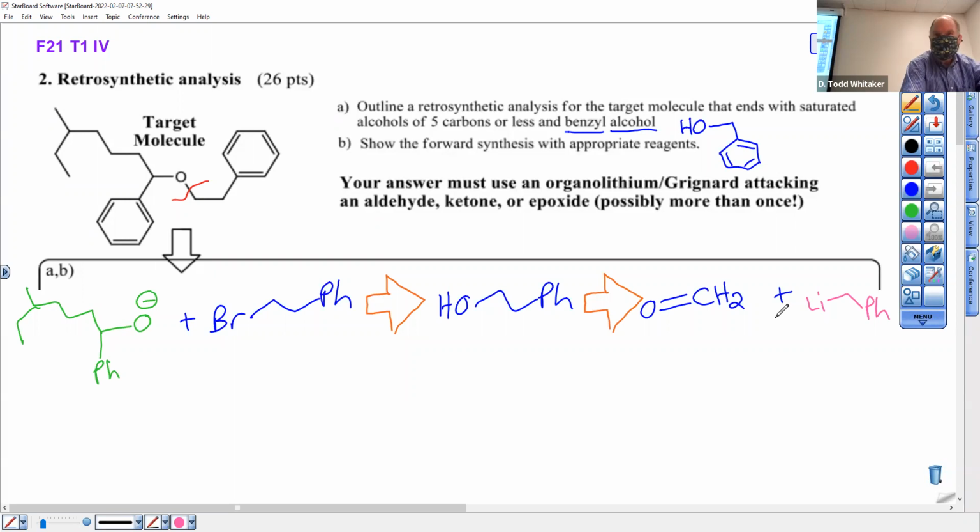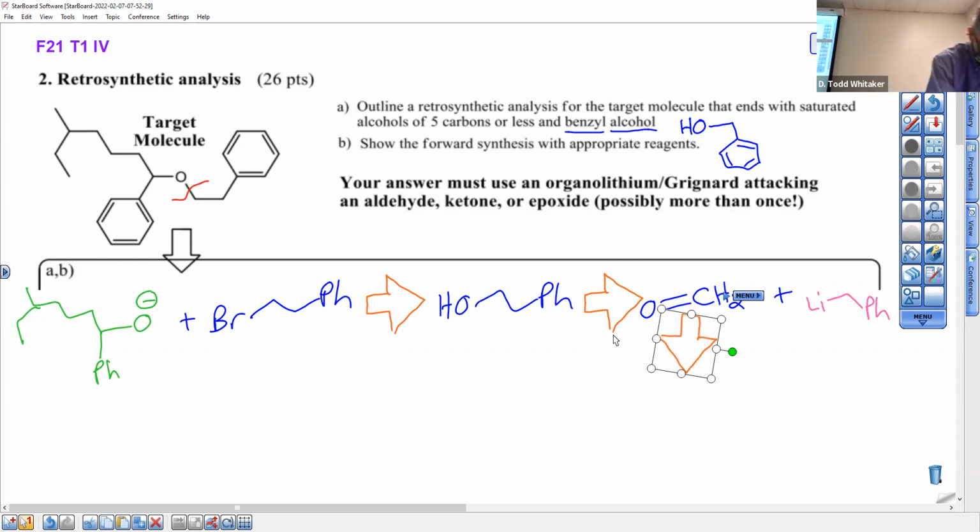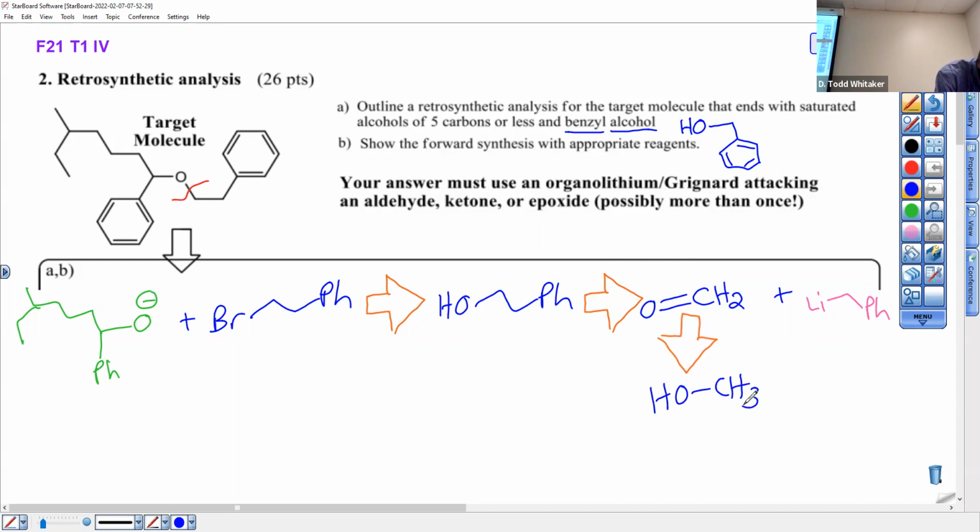Now things are happening. We're almost done with our carbons over here on the right. And the question is, where does formaldehyde come from? It's not on my list, but I'm allowed to go to alcohols of 5 carbons or less, and formaldehyde is one oxidation step away from methanol. That is a one carbon alcohol. It needs a circle.